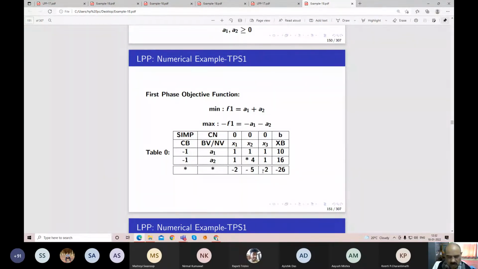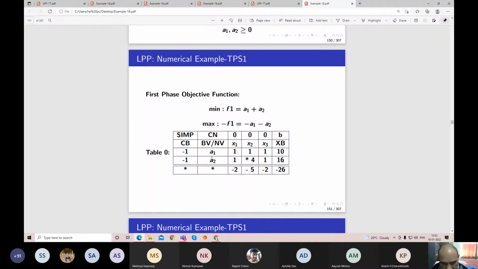Is it optimal? Yes, this table is optimal. If it is already -5, -5, -5, we say the table is optimal. Now, what will be the values of A1, A2 in this table? A1 equals 10 and A2 equals 16. What is the conclusion? The whole problem would be infeasible. The problem is infeasible. In this way, we conclude.